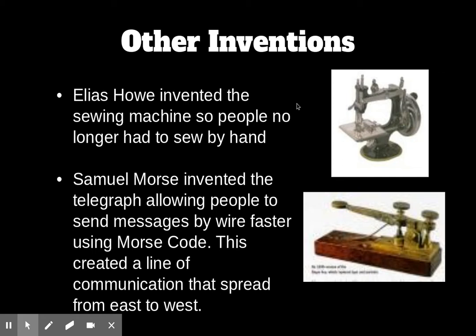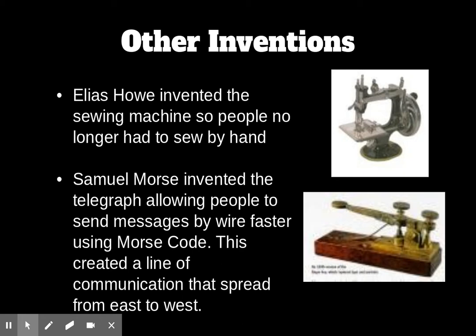Elias Howe is going to invent the sewing machine, and this is going to really increase how quickly people are able to sew. Prior to this, most of the time people are producing sewing, making clothes, and sewing other things by hand, which is a very time-consuming and slow process. And the sewing machine is going to really increase the speed that people are able to produce clothes.